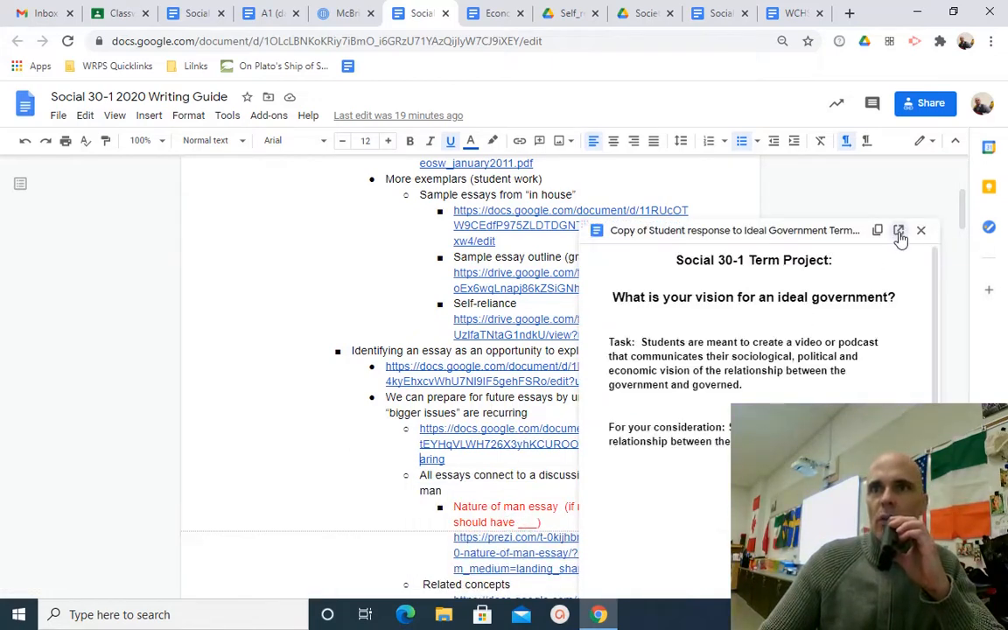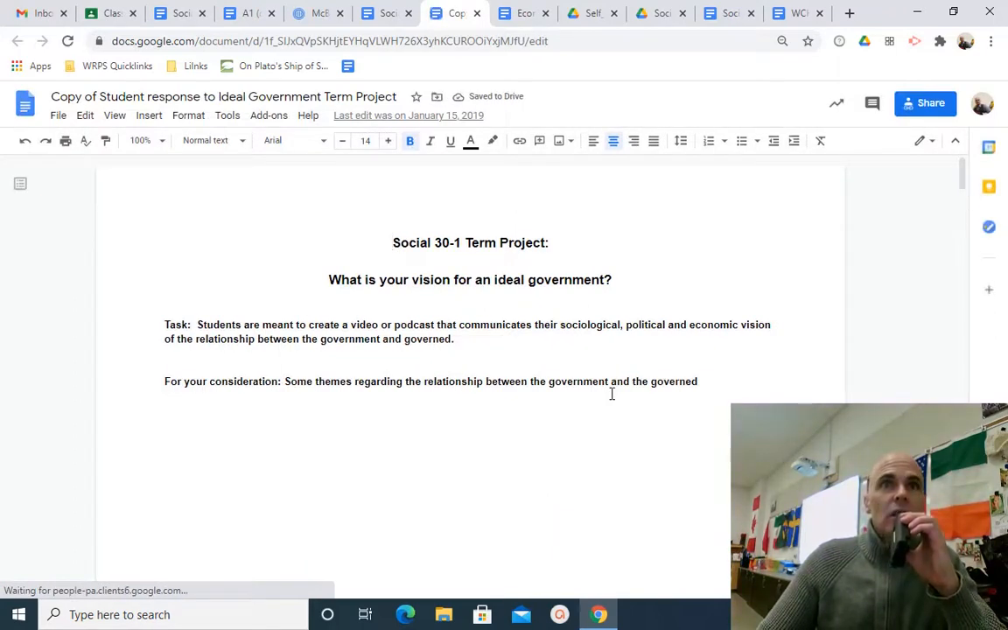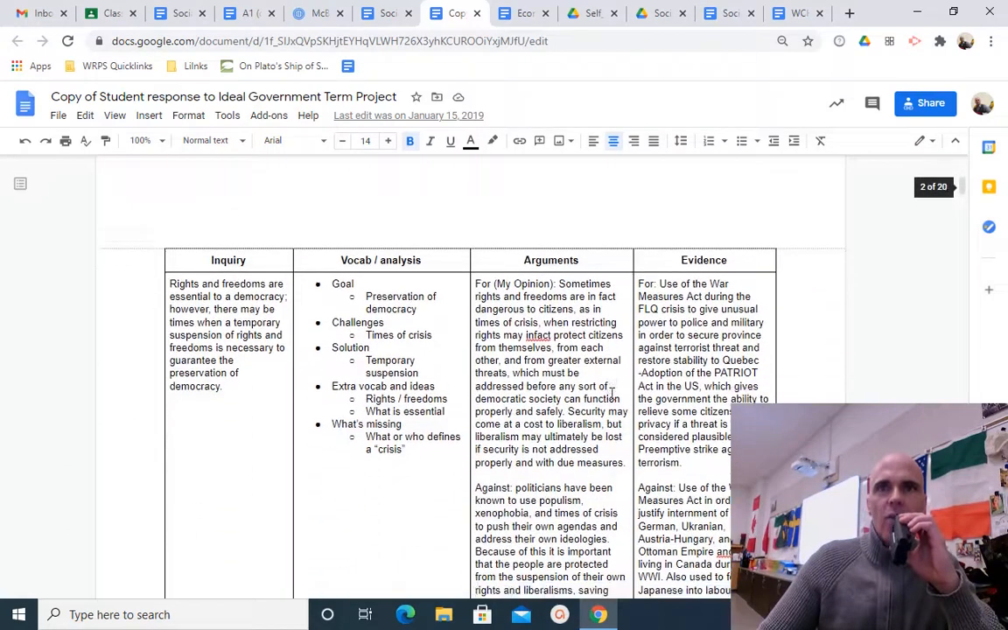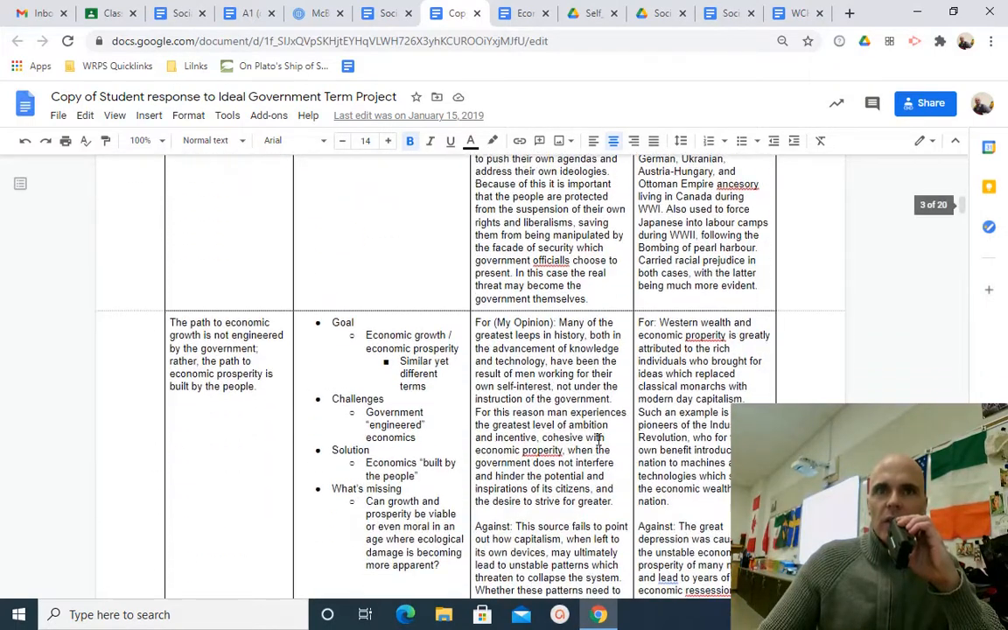So in Social 30, the biggest issue is, what is your ideal government? So I give my Social 30s this term project where we look at every old essay prompt. Here's the inquiry, and for each inquiry we break it down. What's the key goal of the essay prompt? What are the challenges to the goal? What's the solution, which is the ideological perspective? What's some related vocab, but what's the bias? What's missing here? And then they can break it down to argumentation and evidence.